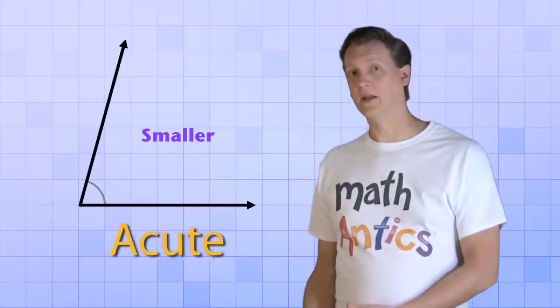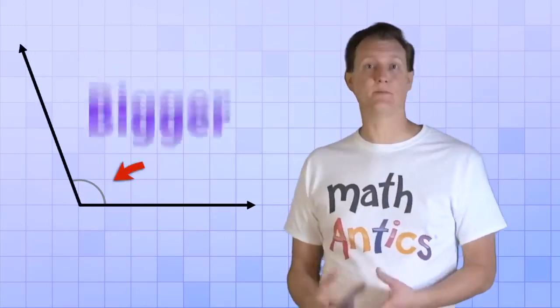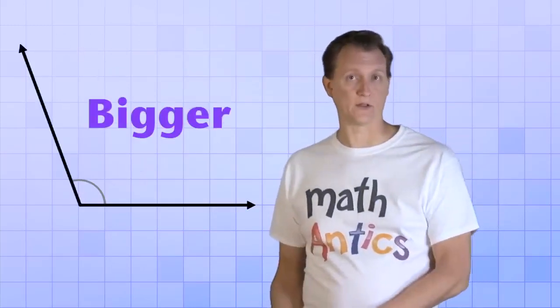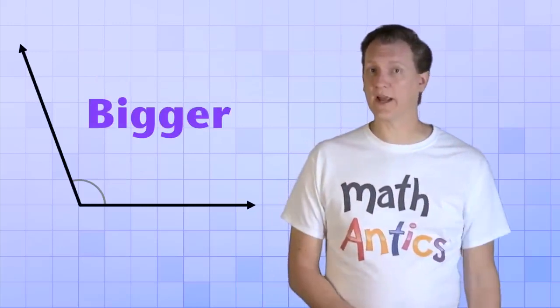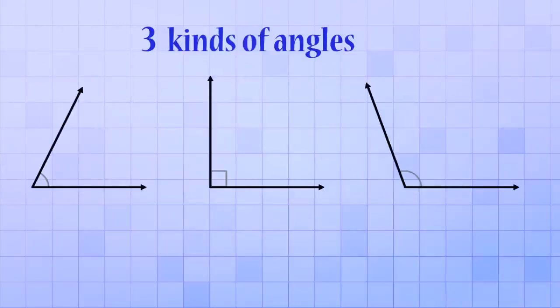On the other hand, if we rotated our ray to the left instead of the right, we would get an angle that's bigger or greater than a right angle. Angles that are greater than right angles are called obtuse angles. So there are 3 main kinds of angles that you need to know about: right angles, acute angles, and obtuse angles. Well, actually, there's one more type of angle that's pretty important, but it's kind of a strange one. It's called a straight angle.